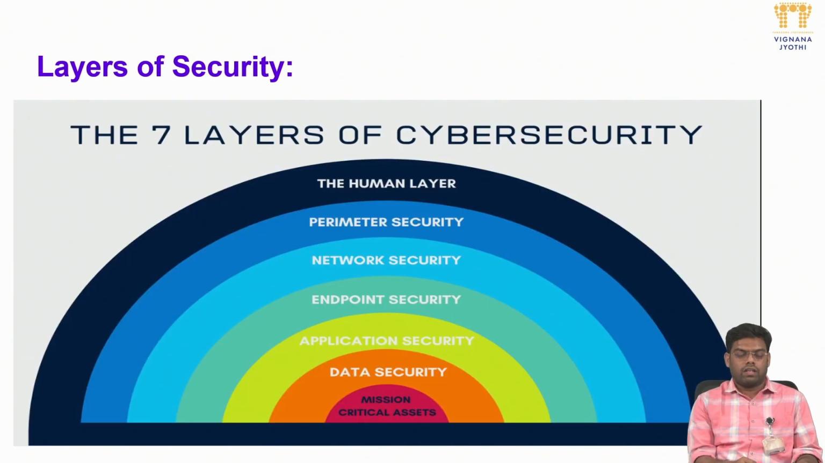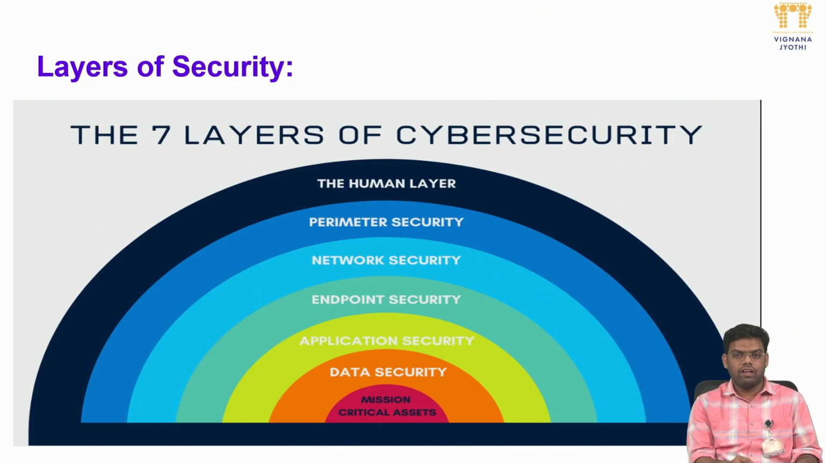Right? Next, the important aspect in our course is the 7 layers of cybersecurity. So we have 7 layers protecting what? Mission critical assets. And the core part is the mission critical assets. It is about the data. So we are trying to protect the data, and in the process of protection, we have 7 layers. Suppose one layer is compromised, the other layer gets into action.